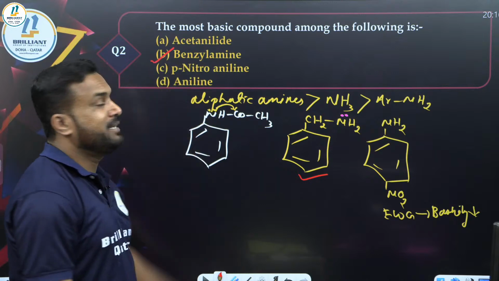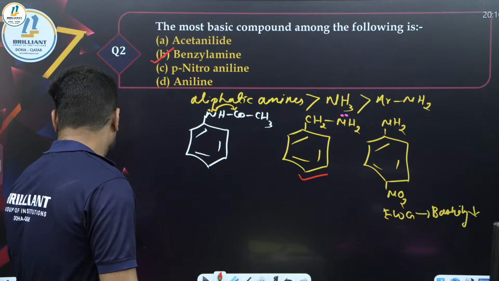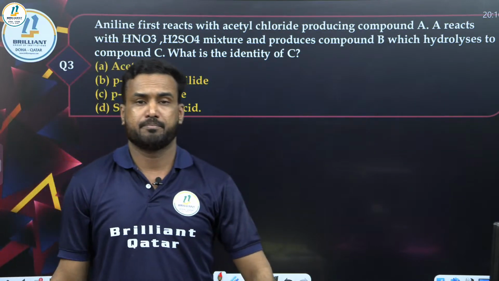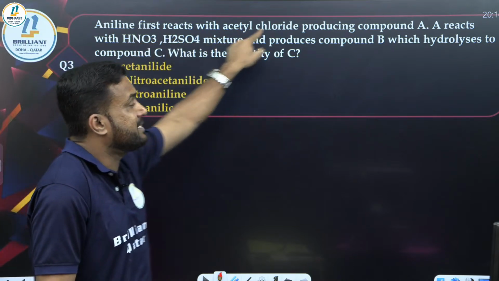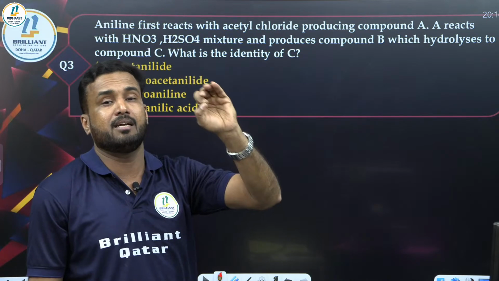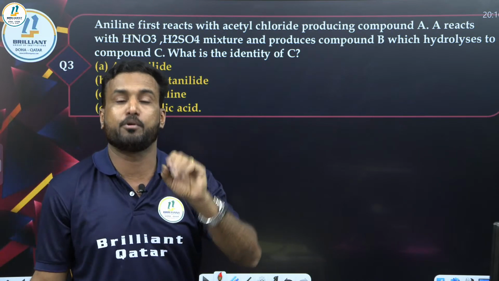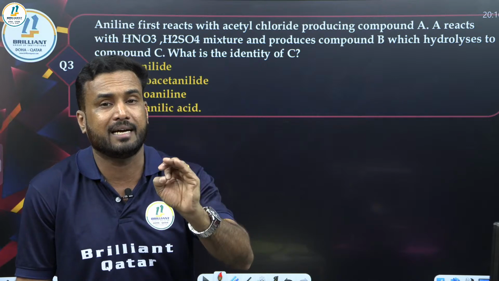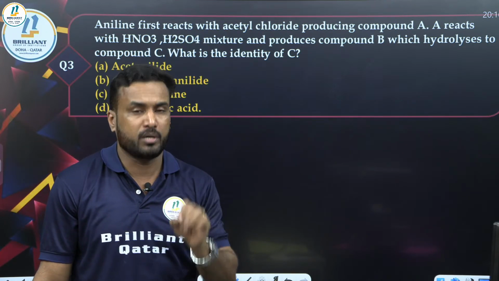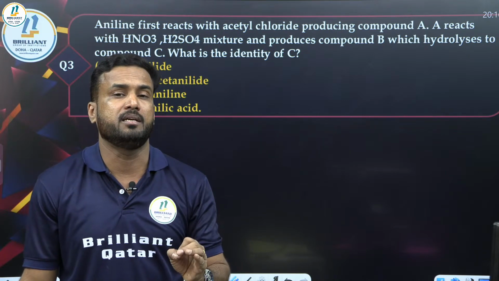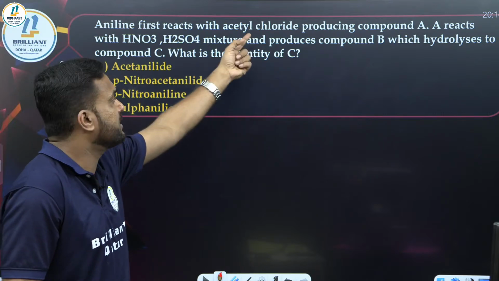Now listen, the right answer is benzylamine, since it is aliphatic in nature. So we can move to the next one, the third one. The third one is also based on this, so read the question carefully. Aniline first reacts with acetyl chloride. Acetyl chloride is used to protect the aniline group or to deactivate it, because the NH2 group is highly activating. If you want ortho and para mono derivatives separately, then the NH2 group is first deactivated by acetylation. That is the given hint.